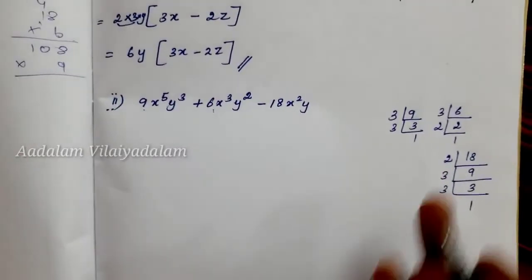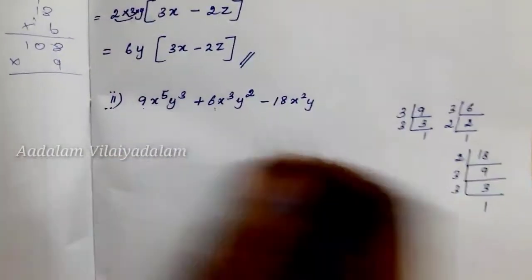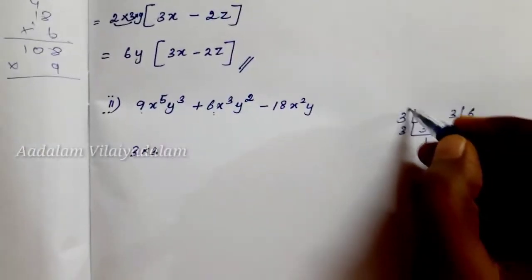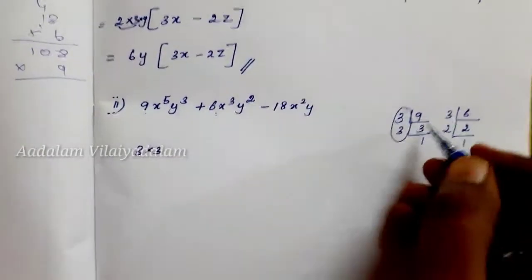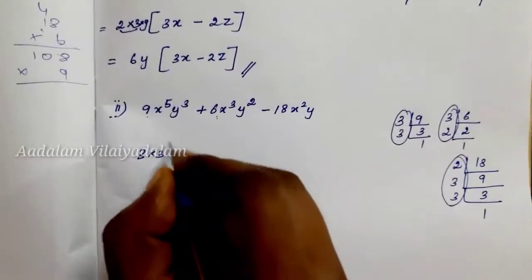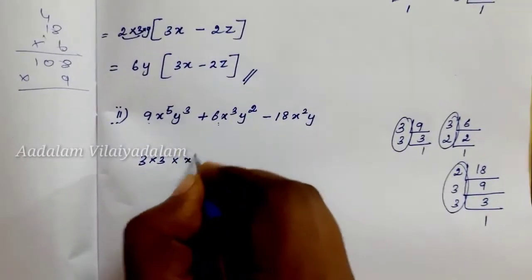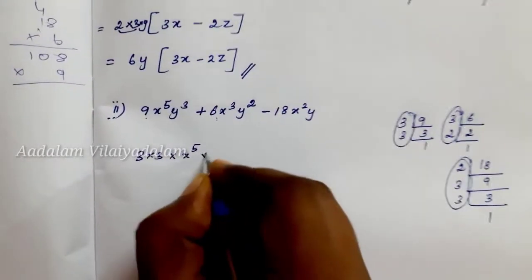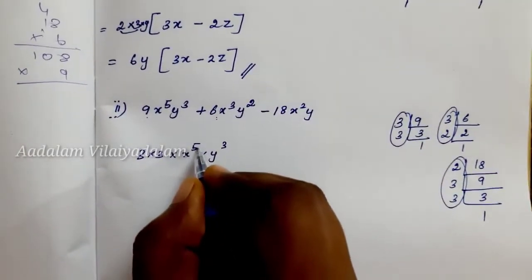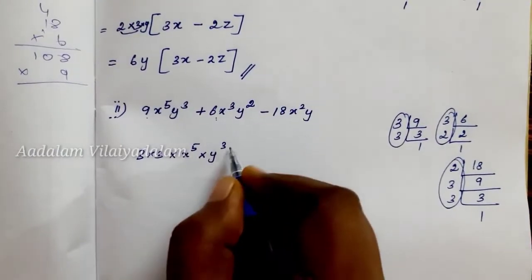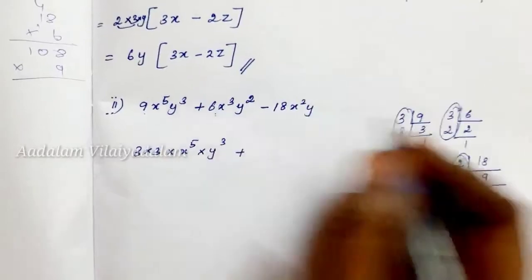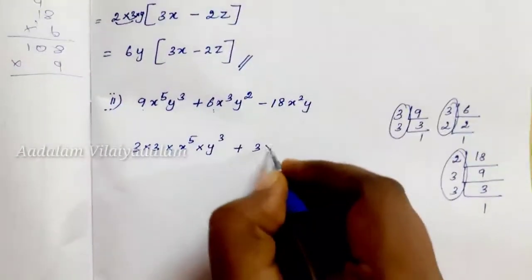So next we can write those factors here. That is, the factors of 9 are 3 into 3. Then the remaining terms we can write: x power 5 into y cube, which means x is multiplied 5 times and y is multiplied 3 times. The next term is 6. So these factors are 3 into 2.